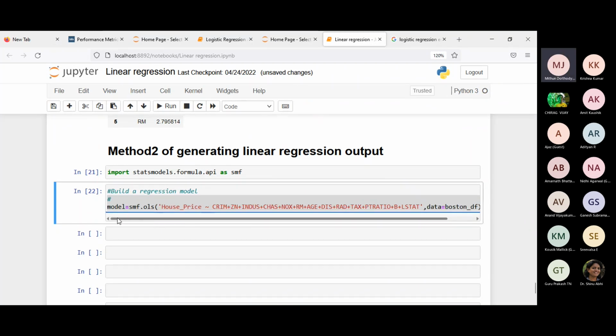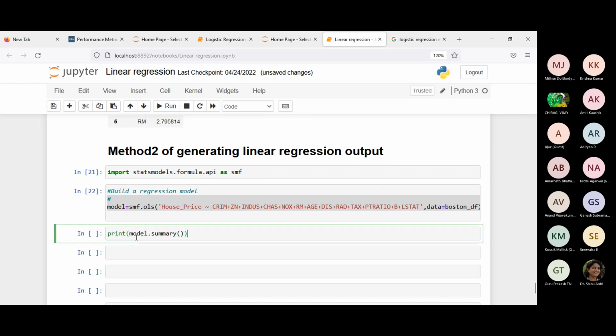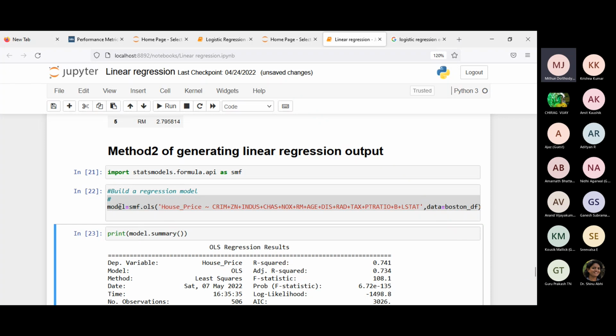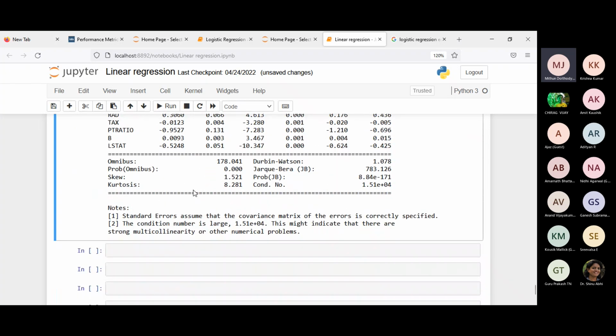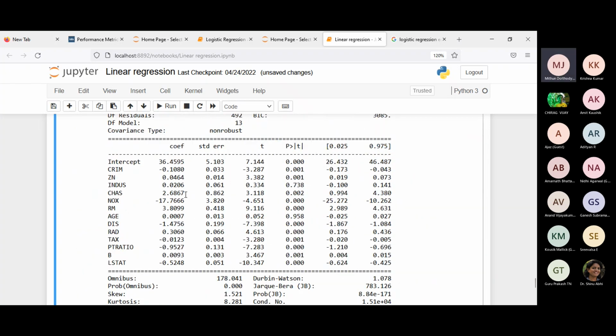Just save this as a model. I'm just saving this. I've also sent the code to you guys. Now you can say print of model.summary. This is the model we have generated. If you use the .summary function, you'll get all the output you can see here, in one shot.